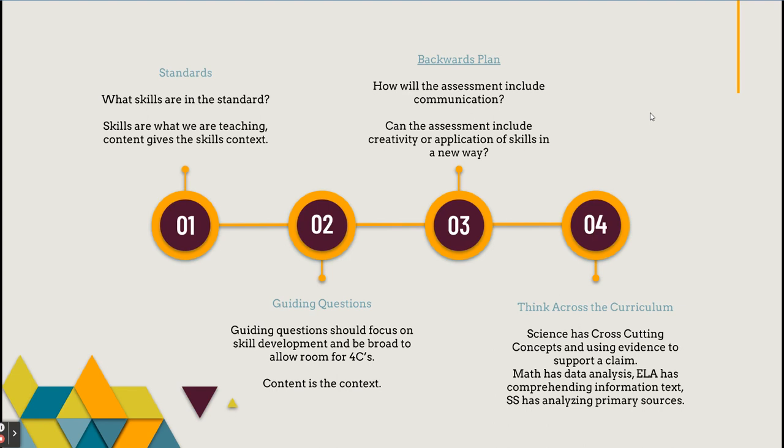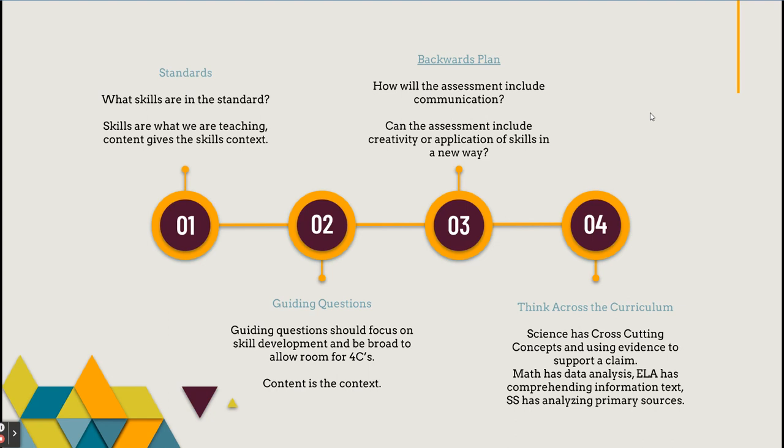If you're unfamiliar with cross-cutting concepts, they're the idea of building models and reading informational texts, things like cause and effect. I use those in my science classes all the time, but that also has some crossover to ELA and social studies. So thinking across the curriculum and understanding other folks' standards is a great way to include your 4 C's into your planning.